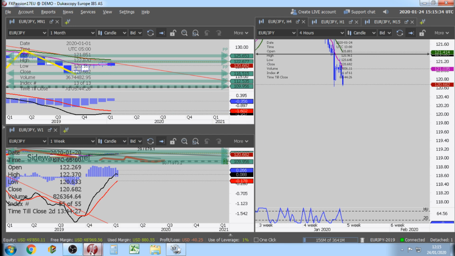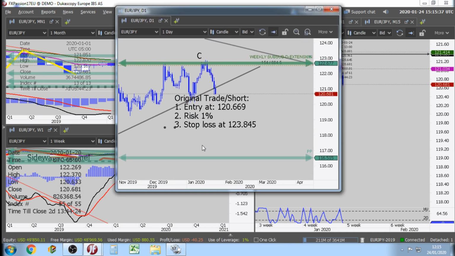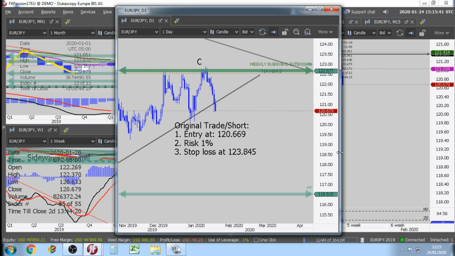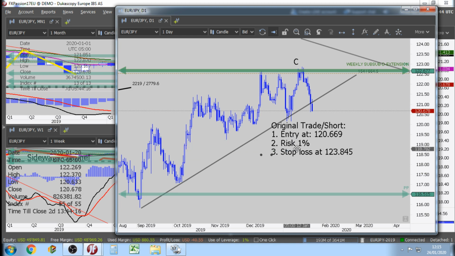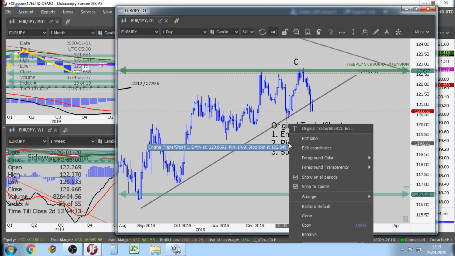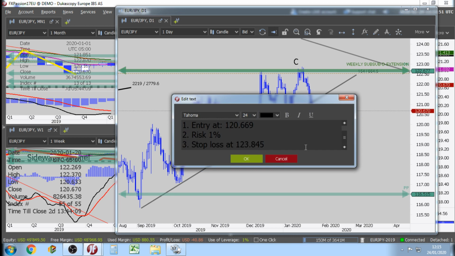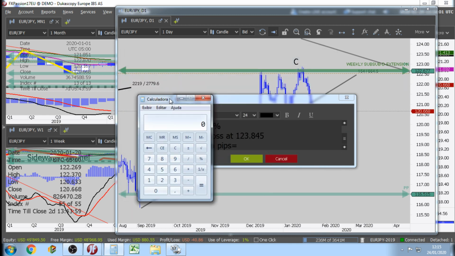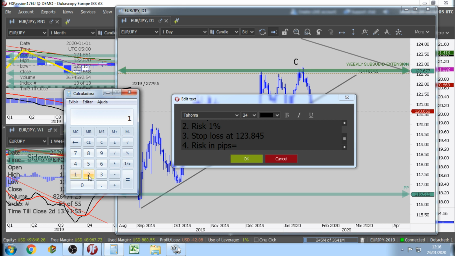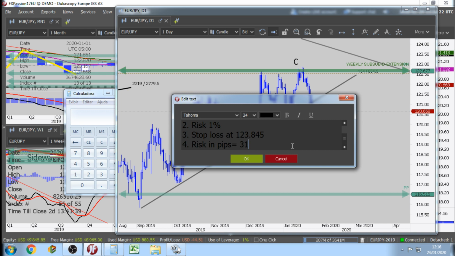Now, where is the... So this is the daily chart in here, right? Okay. Now, what else? I need to calculate the volume, right? So number 4 is going to be risk in pips, which equals the stop loss, right? So I'm going to do 123845 minus 120669 equals 3176.